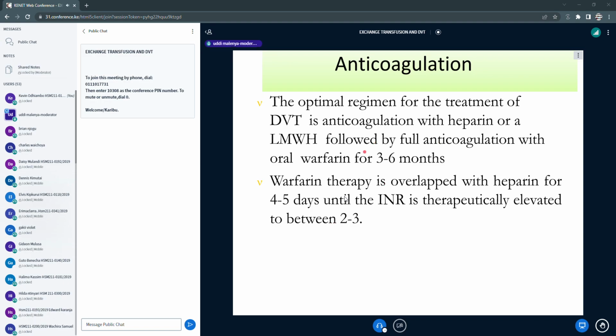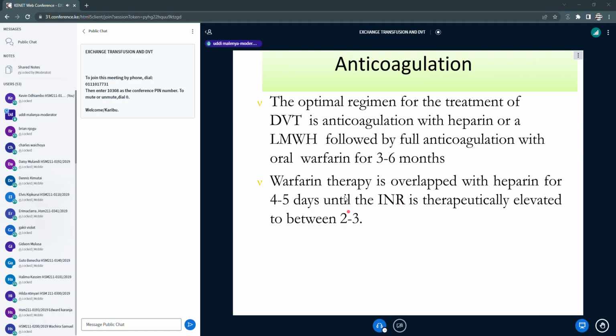The dose of heparin, the normal heparin, is usually 100 units per kg body weight, and it is supposed to be given at least twice per day. When you start giving heparin, it is supposed to be given together with warfarin. Then you start doing your INR. So warfarin and heparin are usually given simultaneously.